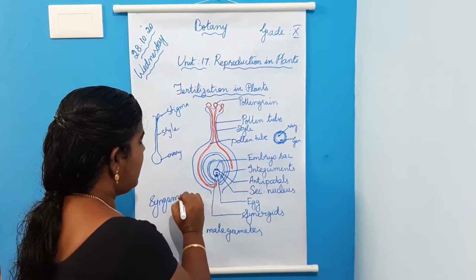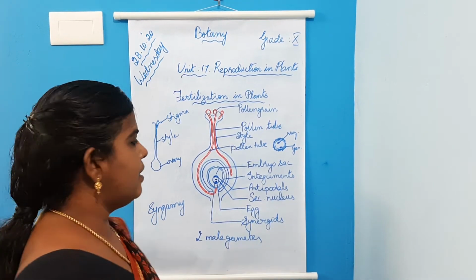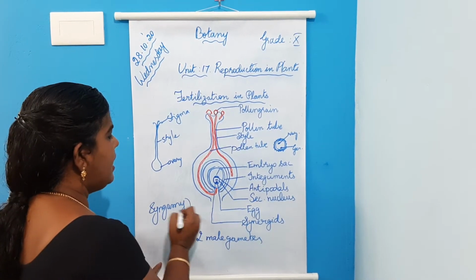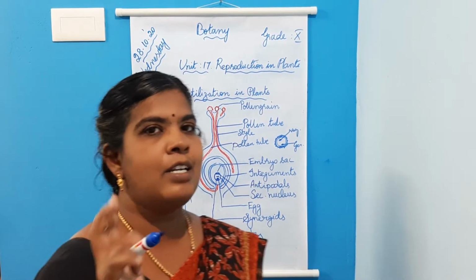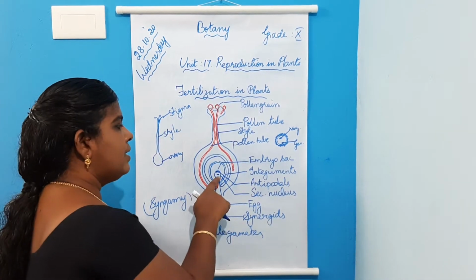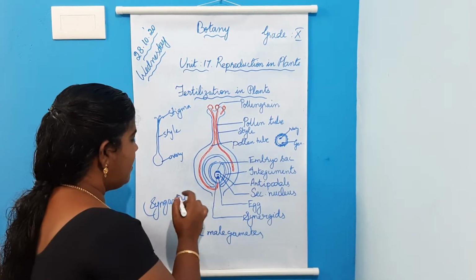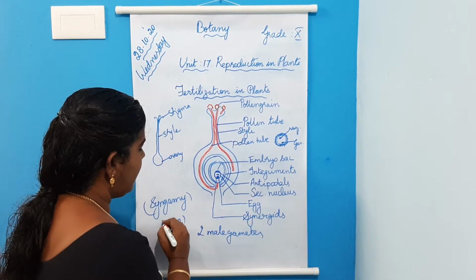The fusion of a male gamete with the egg is called syngamy. Syn means fusion, the gametic union. Already the pollen tube carries two male gametes, I said, isn't it? One of the male gametes fuses with the egg and results in the formation of a diploid zygote.